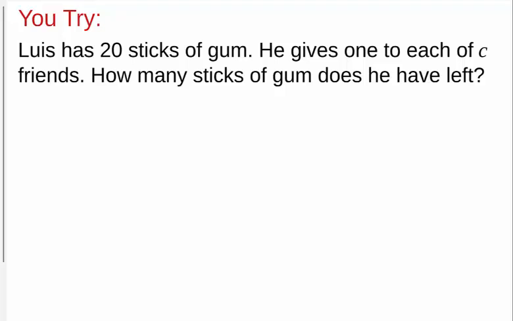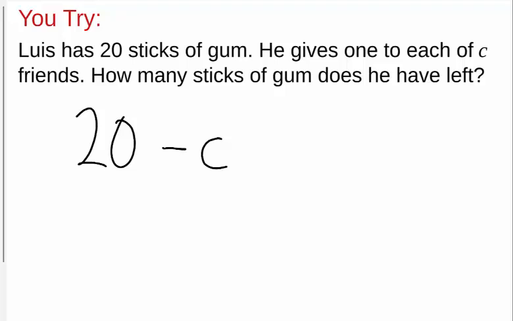All right, so again, this is much similar to the last one. So 20 sticks of gum. He gives one, so they're going to decrease one to each of C friends. So it's however many friends he has is C, however many sticks of gum he gives. So that's just C. 20 minus C.